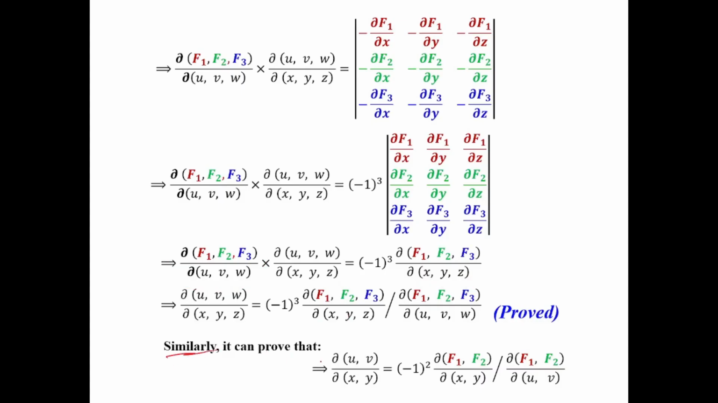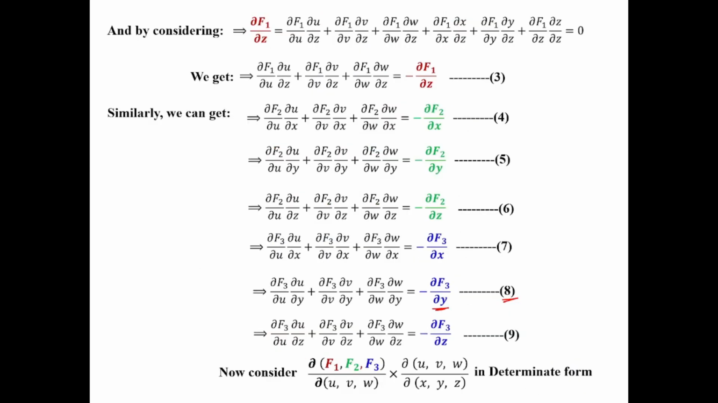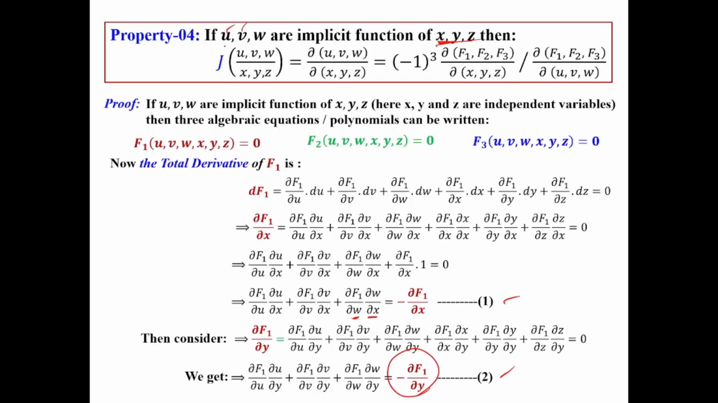Similarly, it can be proved that del uv by del xy, or Jacobian of uv with respect to xy, equal to minus 1 to the power 2 Jacobian of f1 f2 with respect to xy whole divided by Jacobian of f1 f2 with respect to uv. So here this is your two variable case. What we have done here in this video is a three variable case. Here u, v, w are the three variables, implicit functions of x, y, z. Then we proved this one.